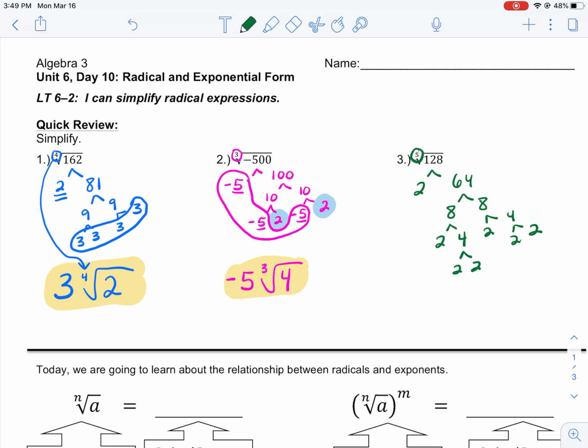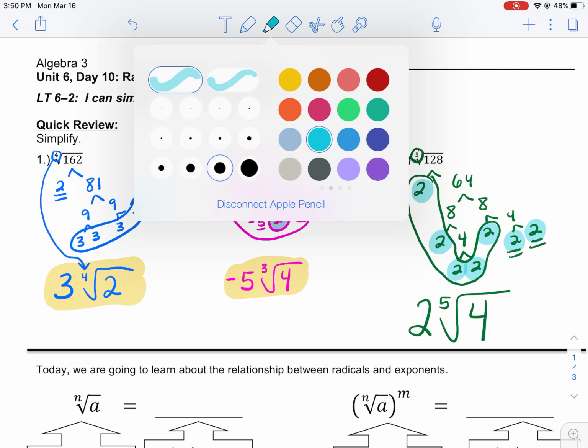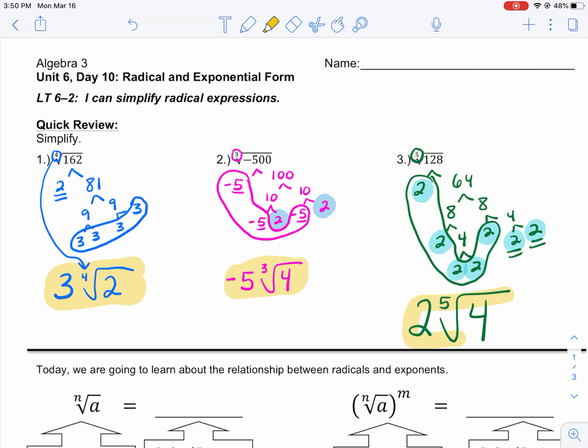Okay, so if we want to take the fifth root, we got to look at all of the numbers on the bottom of our branches. We've got 2, 2, 2, 2, 2, 2, 2. So we've got 7 2s. We need to circle 5 of them. 1, 2, 3, 4, 5. Okay, so we take a 2 out. We have to put a 5 in the nook. We're left with 2 2s. We're going to multiply those and put a 4 underneath the root. Okay, so our answer is 2 times the fifth root of 4.